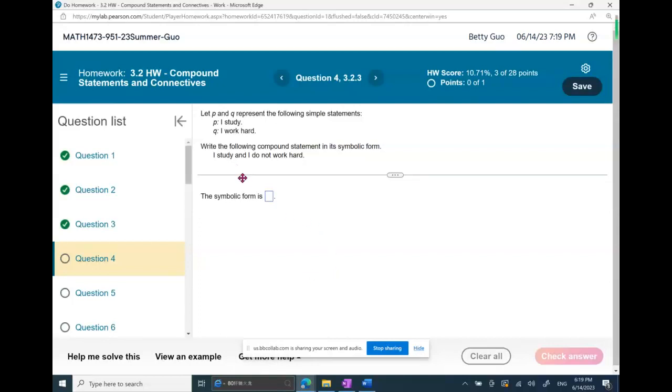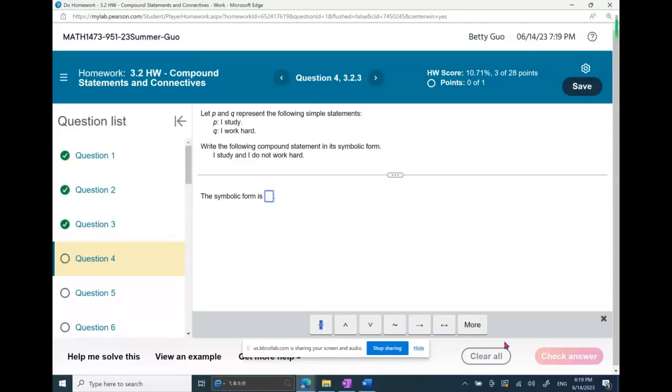Okay. So firstly, we still need to understand the grammar of the sentence. The grammar of this sentence is "and," right? I study. And is a conjunction, right? And what? Another component: I do not work hard. I work hard is Q. How do we symbolically represent I do not work hard?